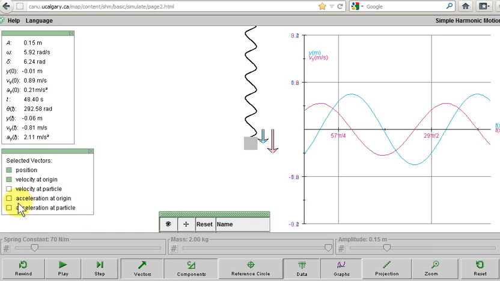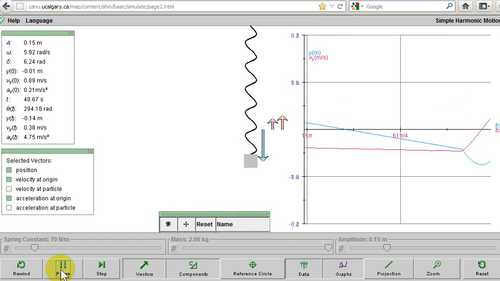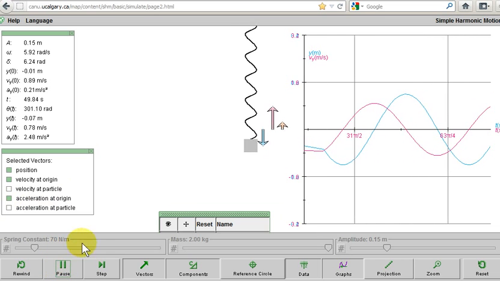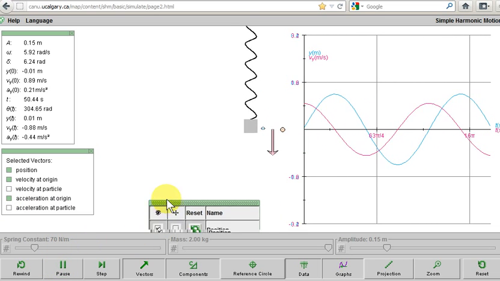Now let's look at the acceleration. Let's show that on the graph.